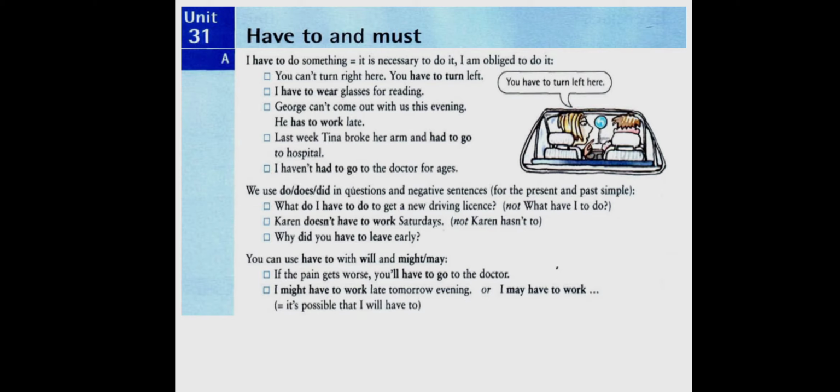Example number 2. I have to wear glasses for reading. Here I have eye weakness. So this is external obligation. So I am forced to wear glasses. So I use have to here. I say I have to wear glasses for reading.